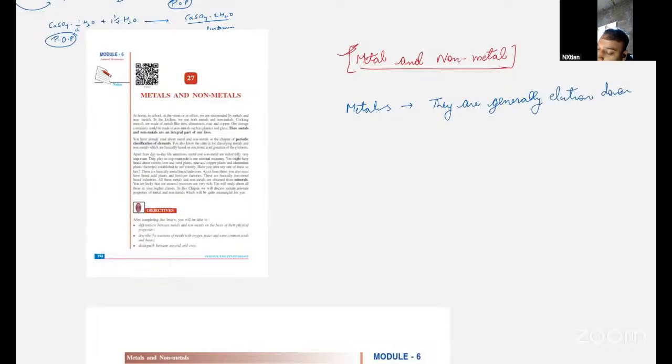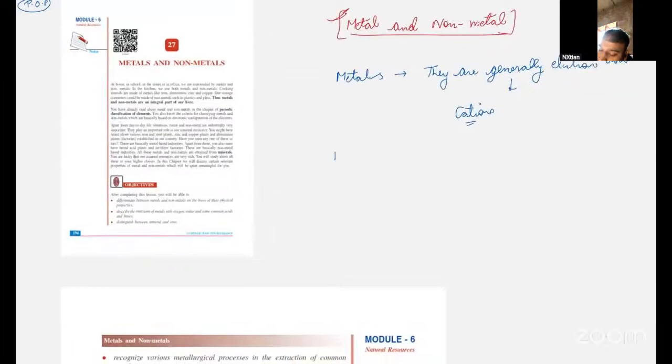Electron donors basically form cations. Not every time, basically we can say. So I will take one example like Na. Na has an atomic number 11. Now in K shell, how many electrons will go? 2. In L shell, how many electrons will go? 8. And in M shell, how many electrons will be there? 1. So for Na, it has two options: to take 7 electrons or to give 1 electron.